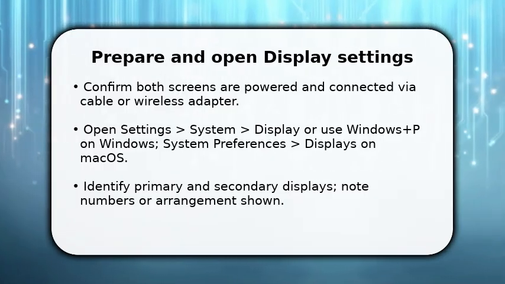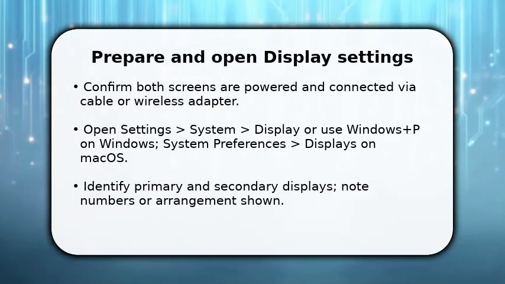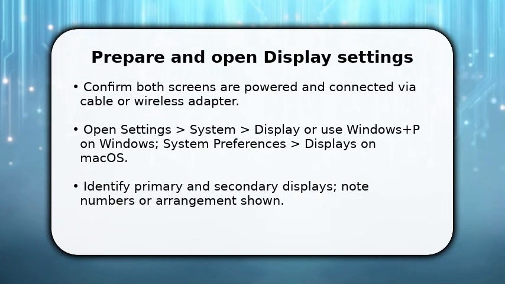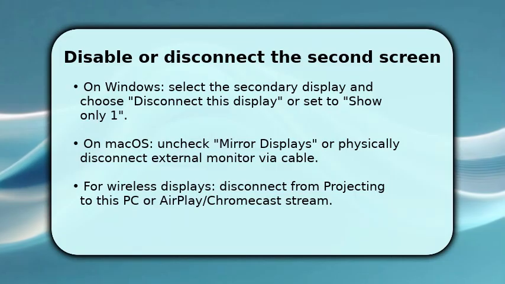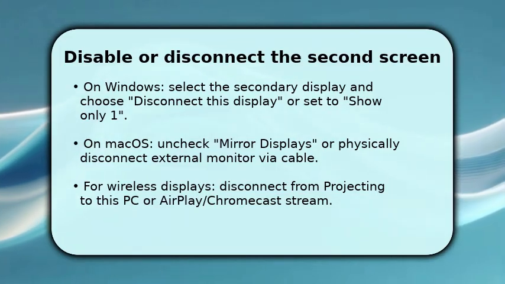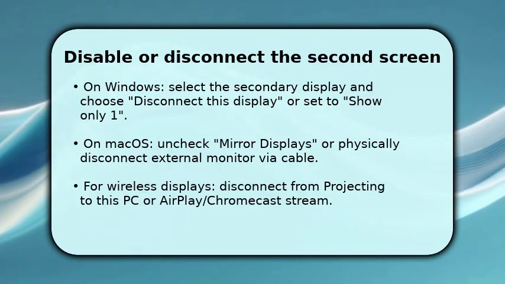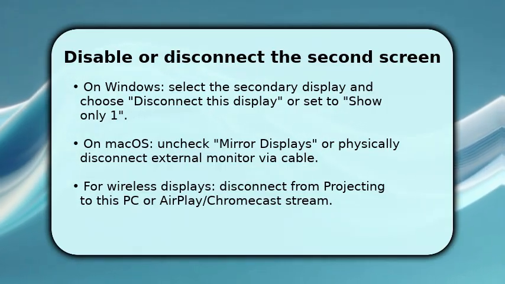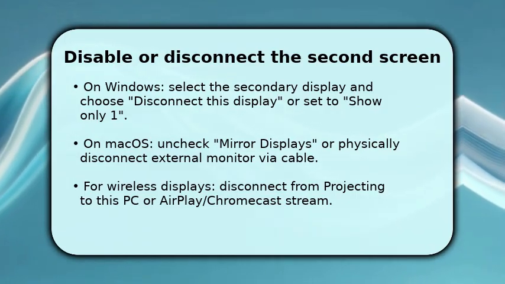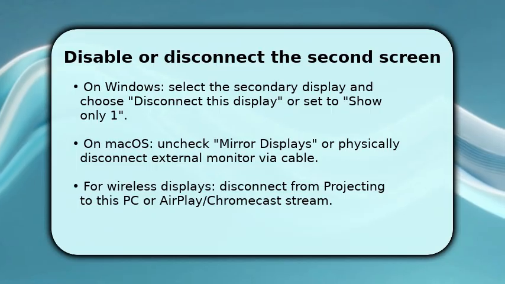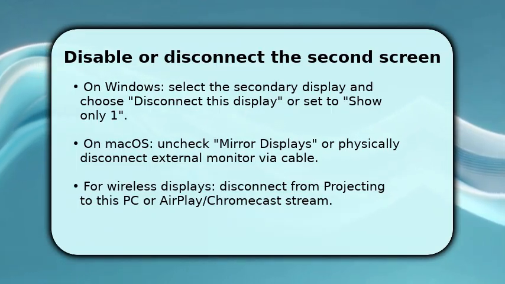Make sure your laptop is set to the desired primary display before removing the extra to avoid losing your taskbar or dock placement. Now you take action to disable the second screen. On Windows, select the secondary monitor in Display Settings and choose Disconnect this display or pick Show Only One so the laptop becomes the sole output. Using Windows plus P, you can quickly switch to PC screen only.